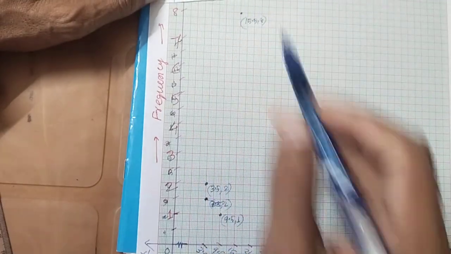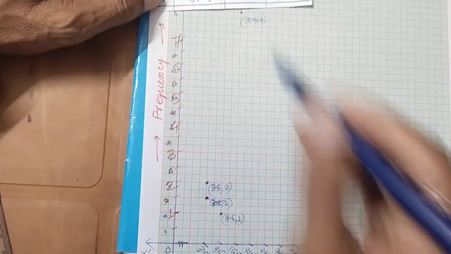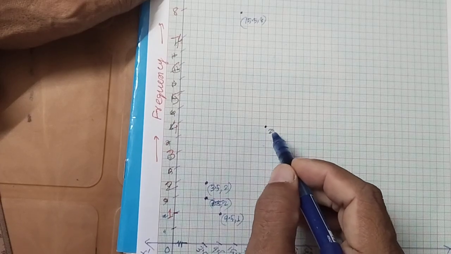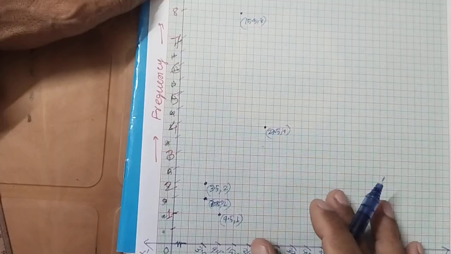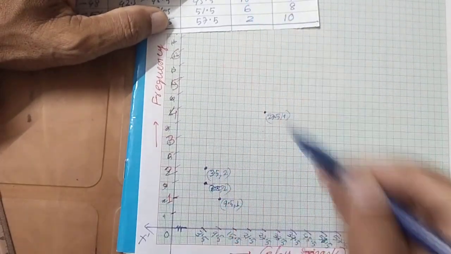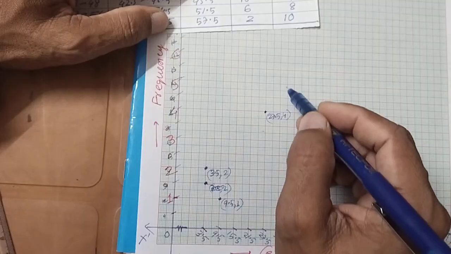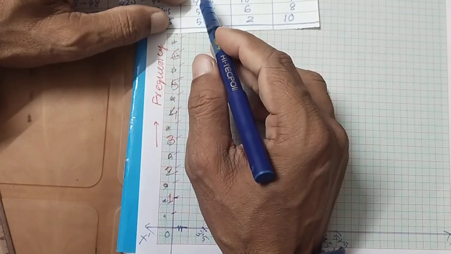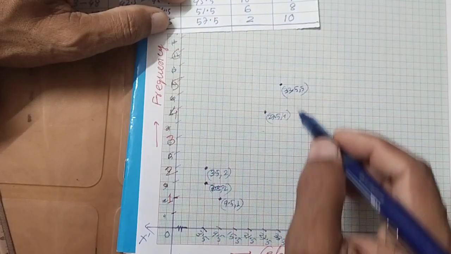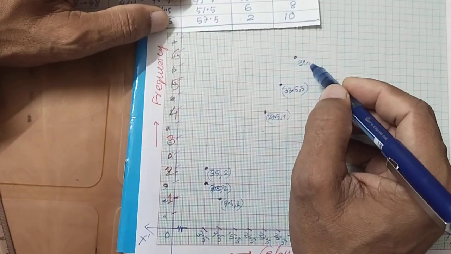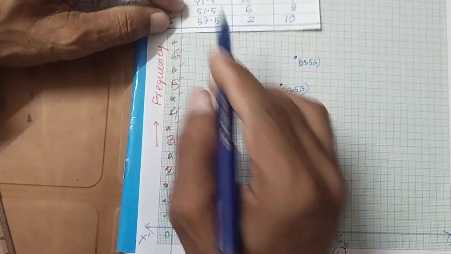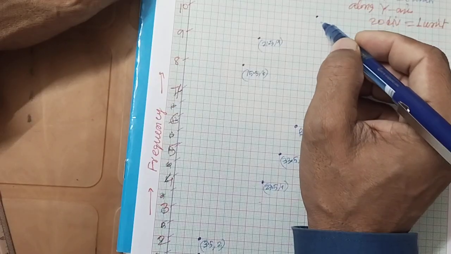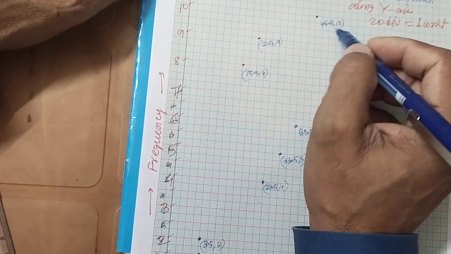Then 27.5. The corresponding number is 4. This is the point. 33.5, corresponding number is 5. So this is 33.5 and 5. 39.5 is 6. Then 45.5 is 10. At 45.5 it should go to 10. 45.5, comma 10.